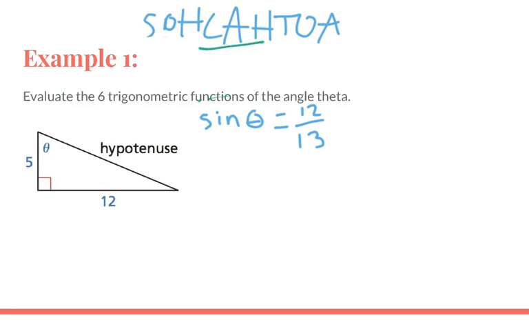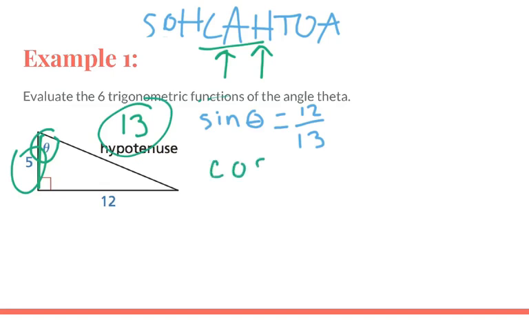And now let's do the same thing with cosine. The cosine is adjacent over hypotenuse. So what's the adjacent side, the side that touches it? That would be 5, and my hypotenuse was 13. So cosine of theta equals 5 over 13. And let's do the last of our easy ones that we already knew. Let's do tangent now, which is opposite over adjacent. The opposite is 12, and the adjacent is 5. So tangent of theta equals 12 over 5.